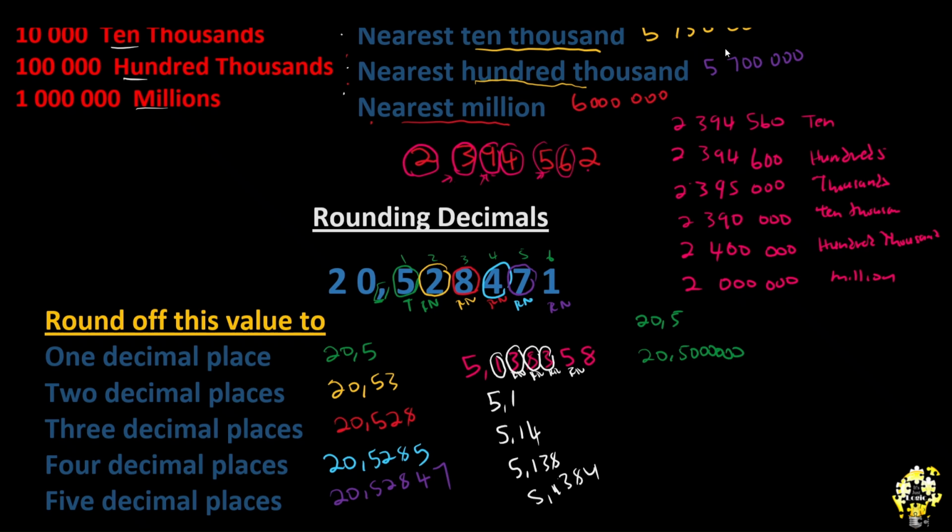5.1384. And then to the 5th decimal place, this is the target. This is the right neighbor. Right neighbor says we must add 1. So it is going to be 5.13836. And that is just about that.